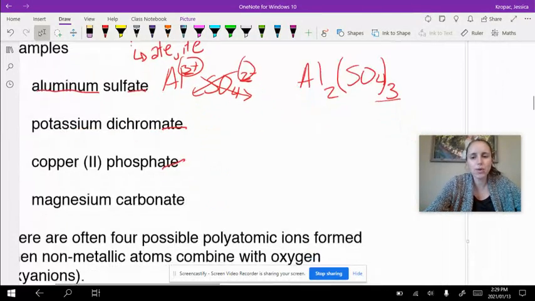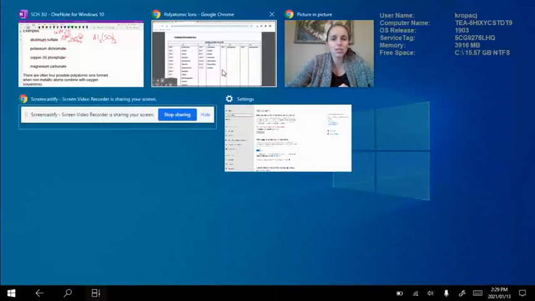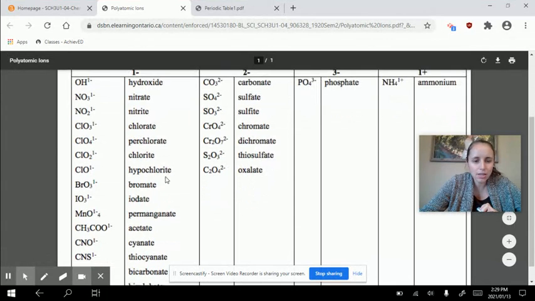So let's try the next one. We are going to try potassium dichromate. So again, I've got an ate ending. Since I have an ate ending, I'm going to look at my polyatomic chart, and I'm going to see if I can find dichromate. So I'm going to take a quick look here.